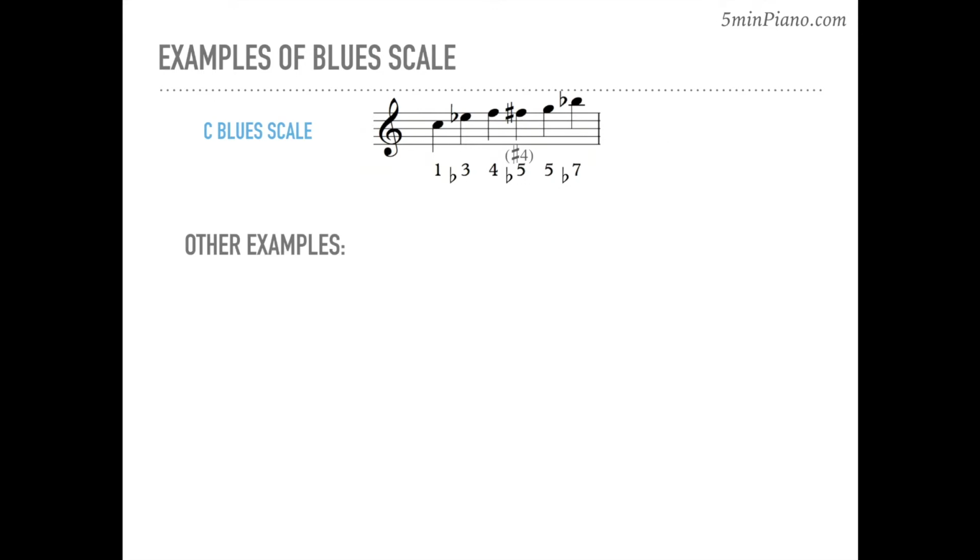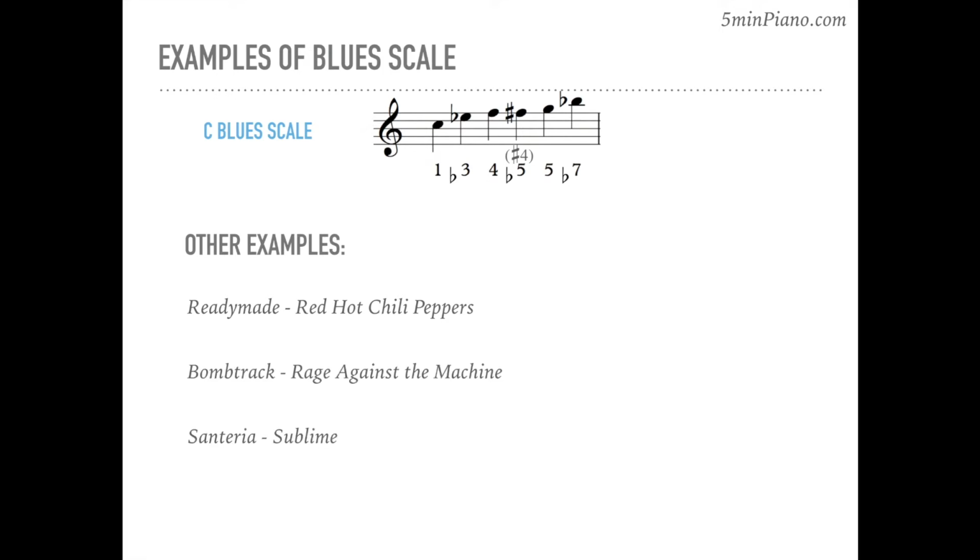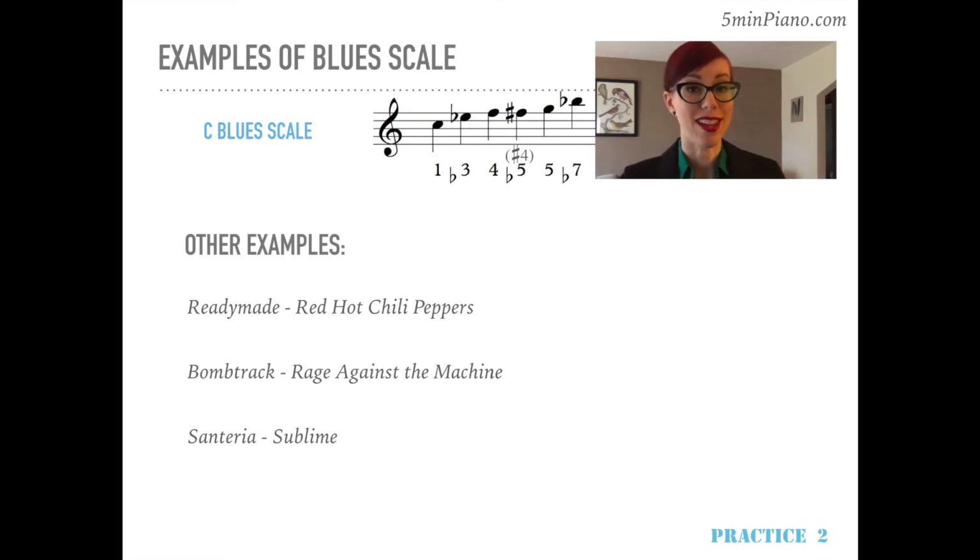The blues scale is also heard in harder rock and alternative styles, like Ready Made by the Red Hot Chili Peppers, Bomb Track by Rage Against the Machine, Santeria by Sublime, and many more. Go ahead and complete practice exercise number 2.